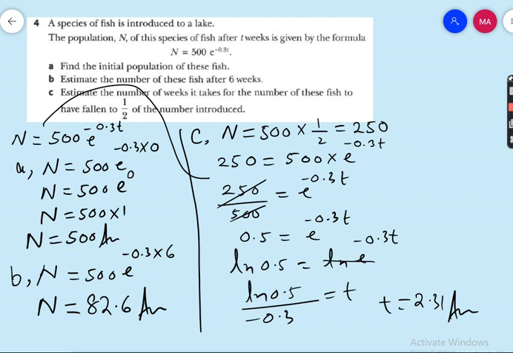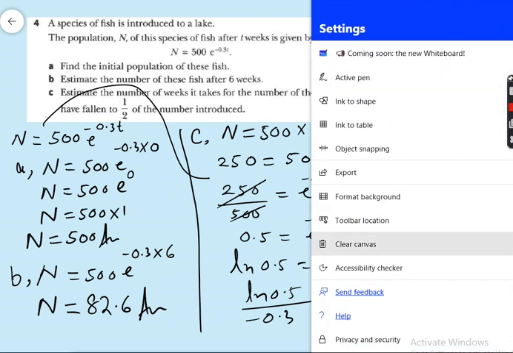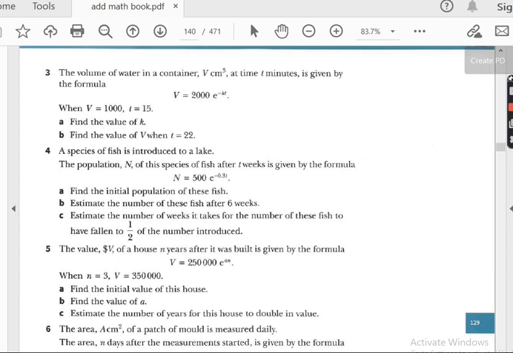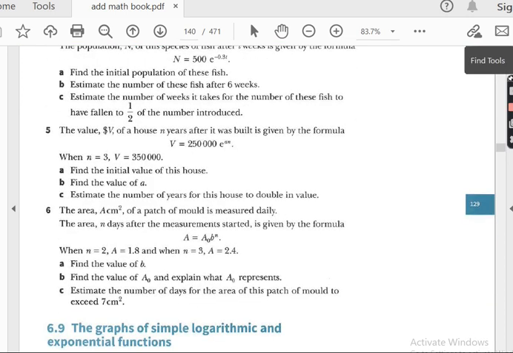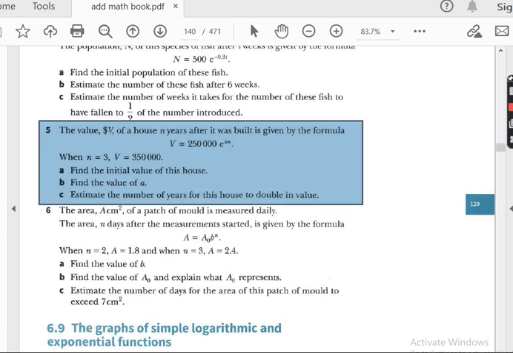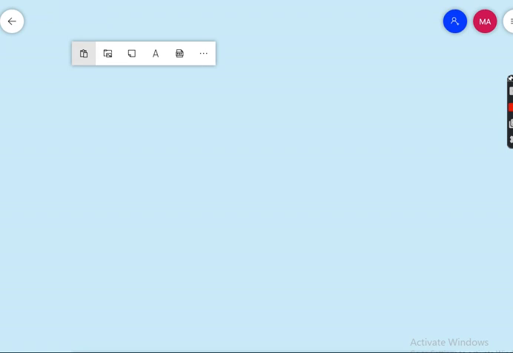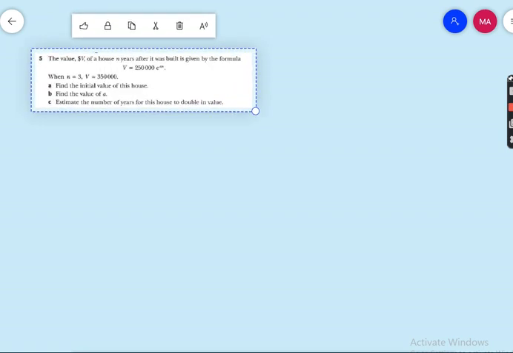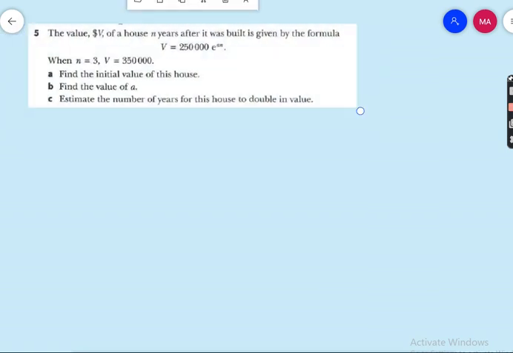So this is question number 4. Hope you completely understand this question, all parts. Now come to question number 5. This is question number 5.